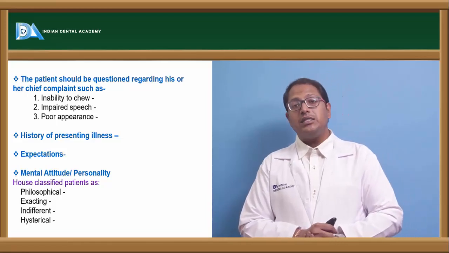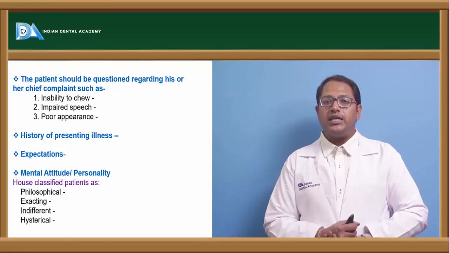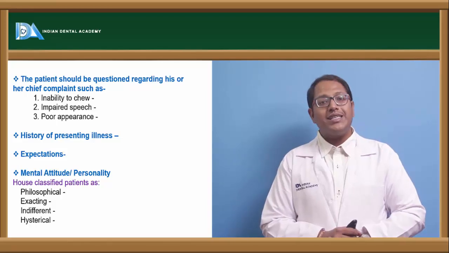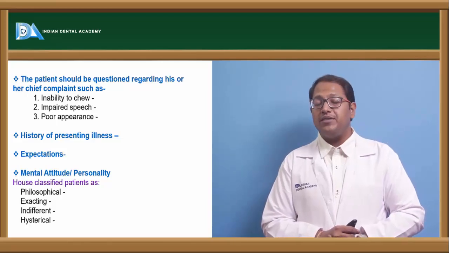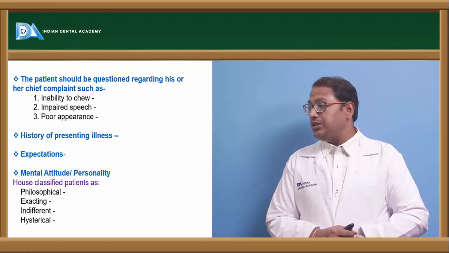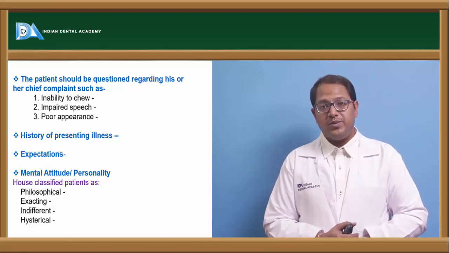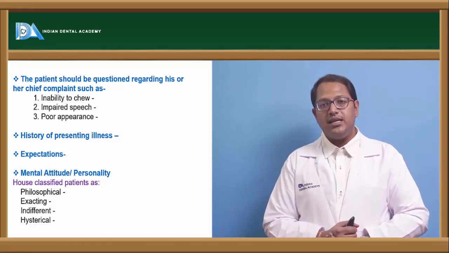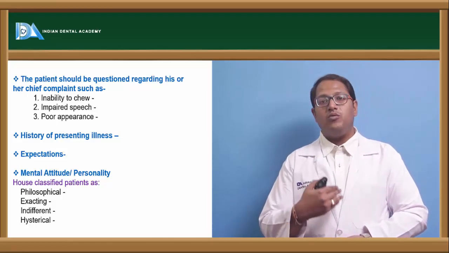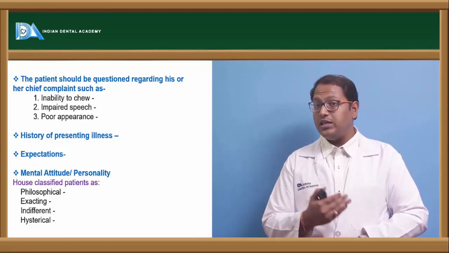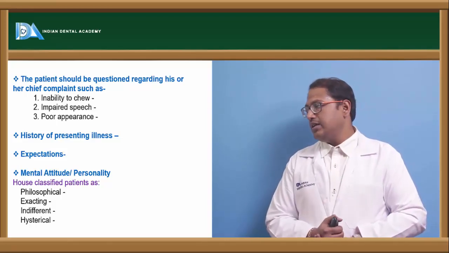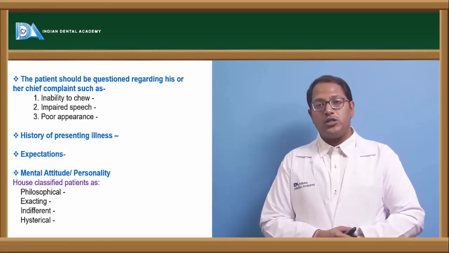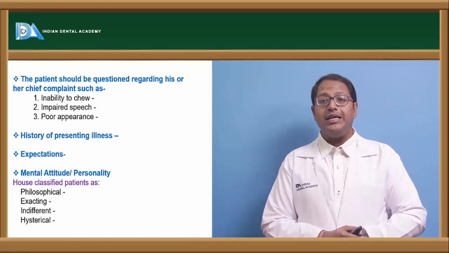Coming up to the mental attitude of a patient. There can be different types of patients that come to our clinics and hospitals. We need to assess the patient who has come because every patient is different, and you also need to know what the patient is expecting. So while you are taking these histories, you need to start assessing how the patient is and how the patient is going to treat you. Classified by House, sir, into 4 categories: philosophical, exacting, indifferent and hysterical.